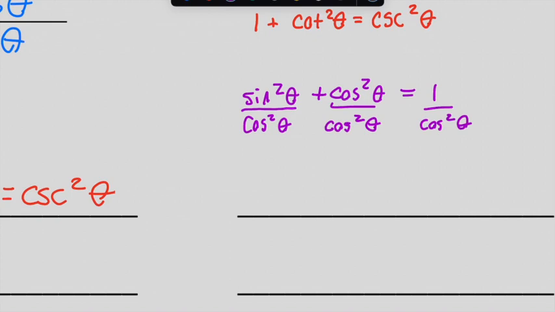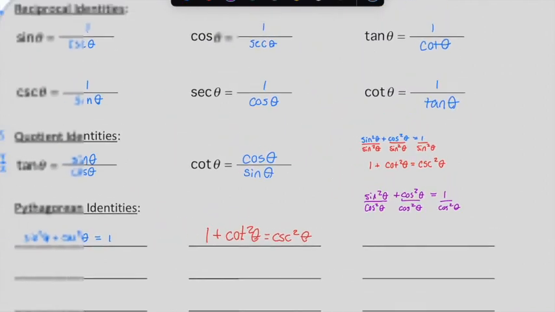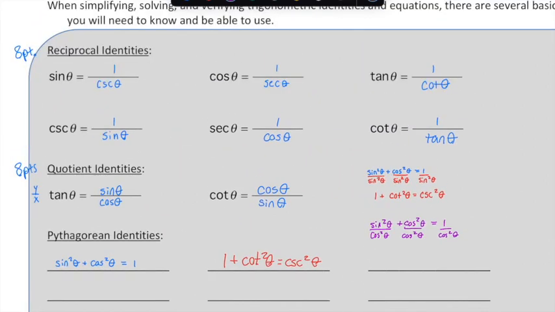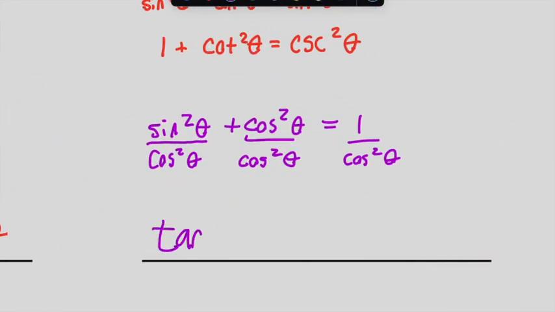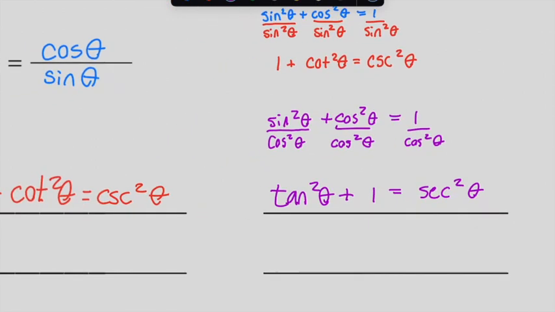Sine over cosine is what, according to one of the quotient identities, if you zoom out? What is sine over cosine? Yeah, that's going to be tangent, yep. So we'll say it's tangent squared. What about cosine over cosine? What would that come out to? Yeah, plus 1, I heard. And then the next part, 1 over cosine squared, will be equal to secant squared. Just like that right there.